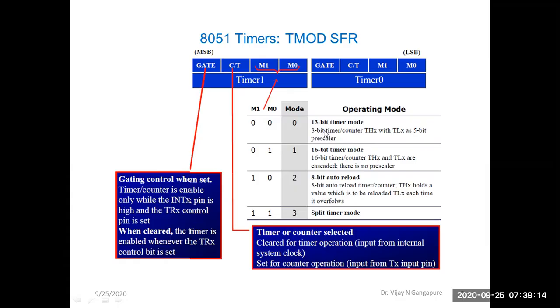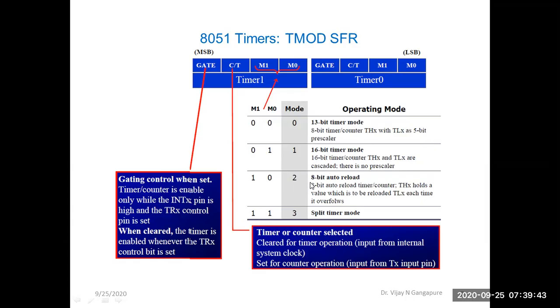So this mode 0 is very seldom used. Mode 1 is the 16-bit timer mode, which is normally used. So all the bits from THX and TLX are used to hold the count. That is the 16-bit timer mode. Then mode 2. We are going to discuss all these modes in detail.